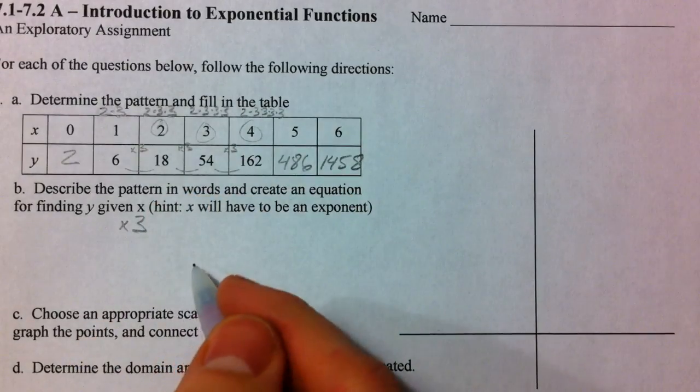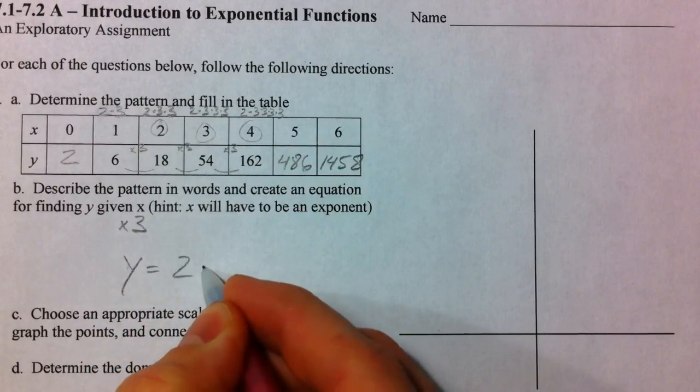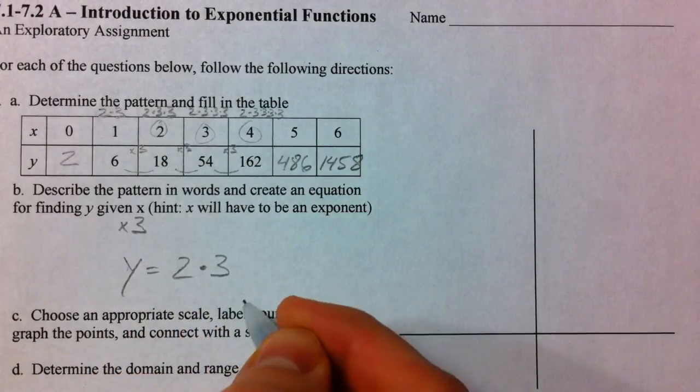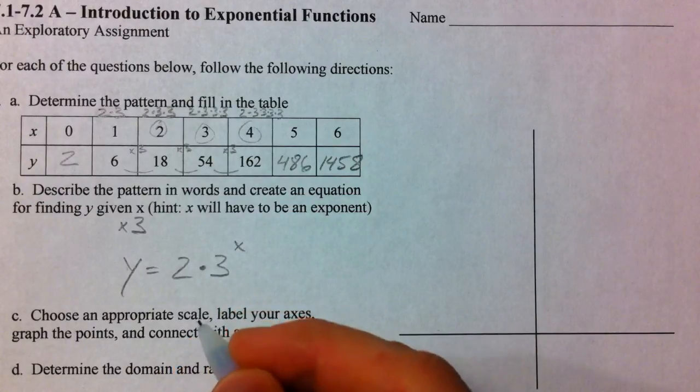And so if we're going to write an equation, it's going to start with 2, and we're going to multiply by 3 repeatedly. And when we multiply by 3 repeatedly, that's when we get an exponent.